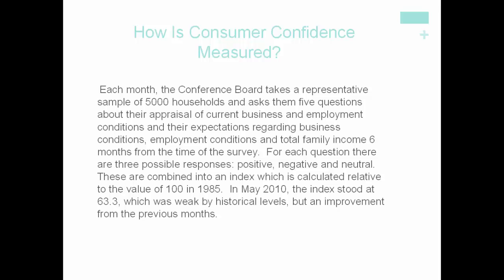Each month, the Conference Board takes a representative sample of 5,000 households and asks them 5 questions about their appraisal of current business and employment conditions and their expectations regarding business conditions, employment conditions, and total family income 6 months from the time of the survey. For each question, there are 3 possible responses: positive, negative, and neutral. These are combined into an index which is calculated relative to the value of 100 in 1985. In May of 2010, the index stood at 63.3, which was weak by historical levels, but an improvement from the previous month. This is how consumer confidence is measured.